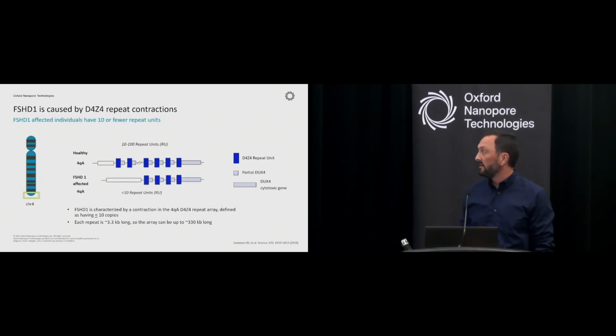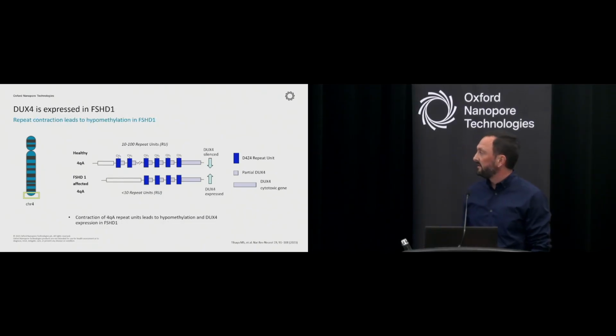In FSHD1 affected samples, the array is contracted or deleted, and it contains 10 repeat units or less. The mechanism of action here is DUX4 is expressed. DUX4 is a cytotoxic gene, cytotoxic to muscle tissue, and it's expressed in FSHD1 because of this repeat contraction. The long form of the allele is hypermethylated at each one of the D4Z4 repeats. In FSHD1, the contraction clears the methylation and it leads to hypomethylation. So then DUX4 is aberrantly expressed in muscle tissue.